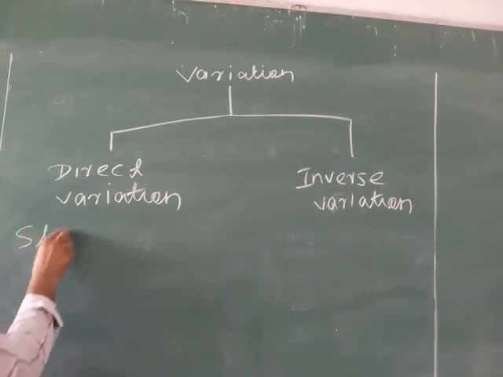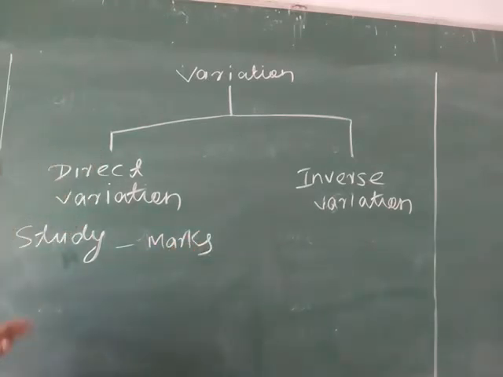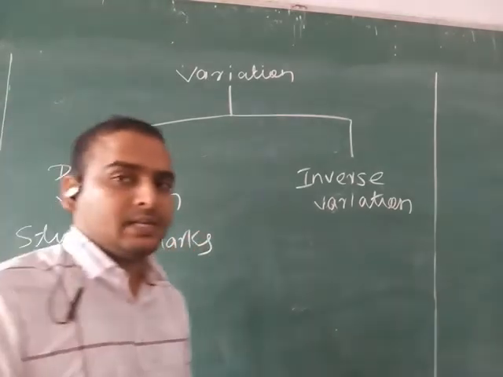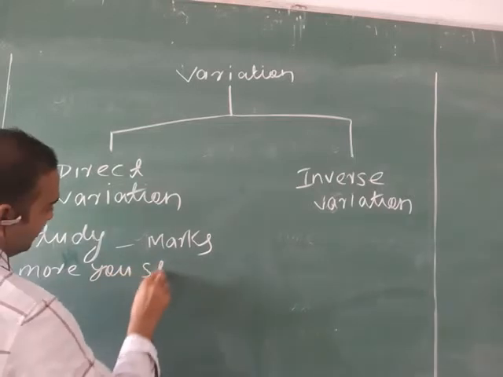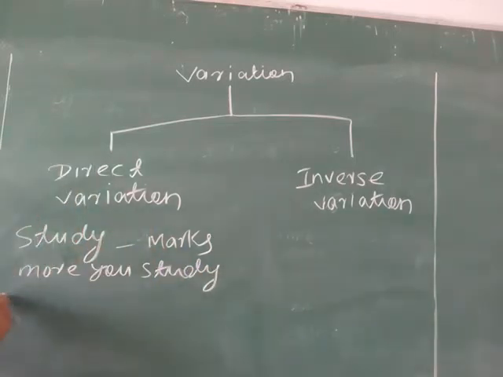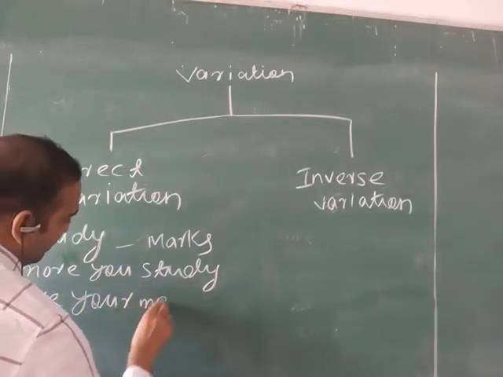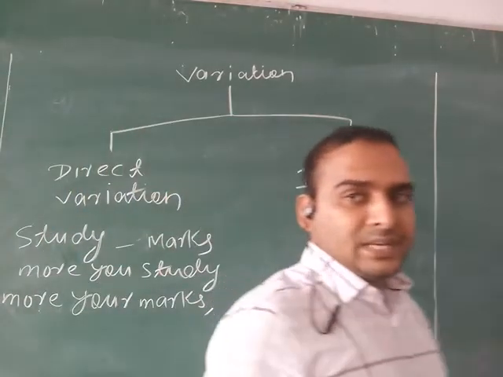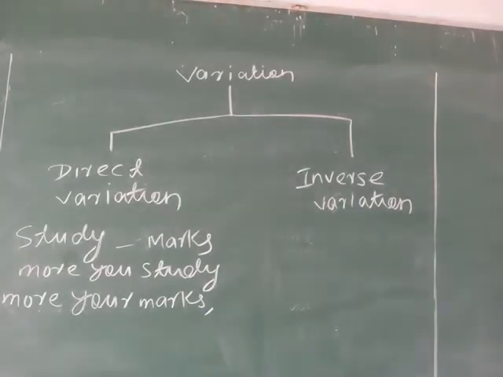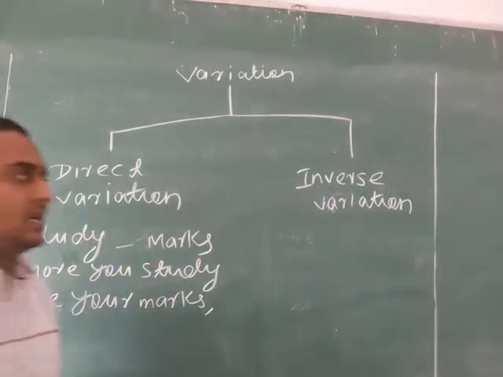Like study and your marks. Study and marks are varying directly, because the more you study, the more your marks, and the less you study, the less your marks. That means if one increases, the other also increases. But in case of inverse variation, if one increases, then the other decreases.